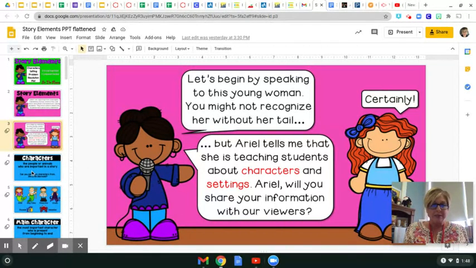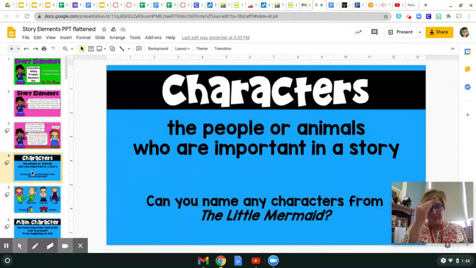Certainly. All right, so characters are the people or the animals who are important in a story. So it could be a real life family, for example. In realistic fiction, characters can be animals, but if they're talking, then it's not realistic fiction. It's more like fantasy or animal fantasy.